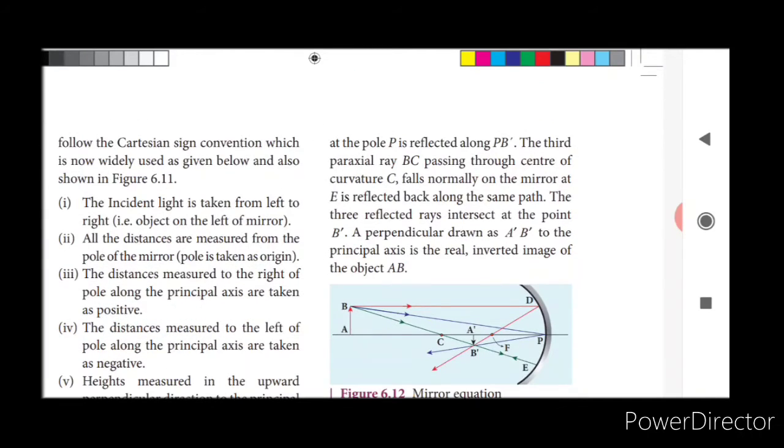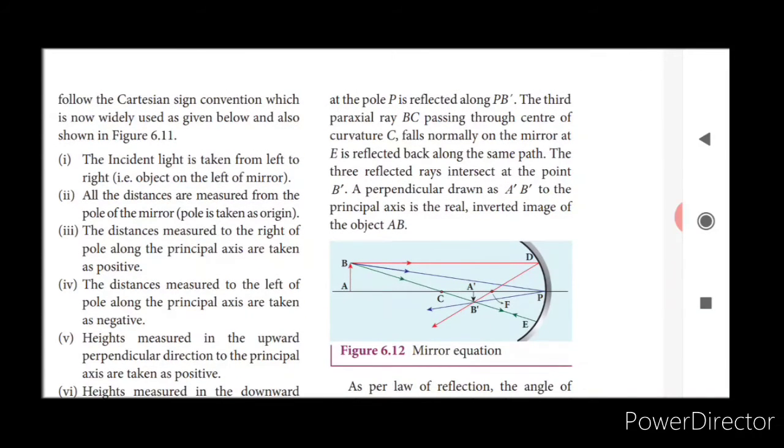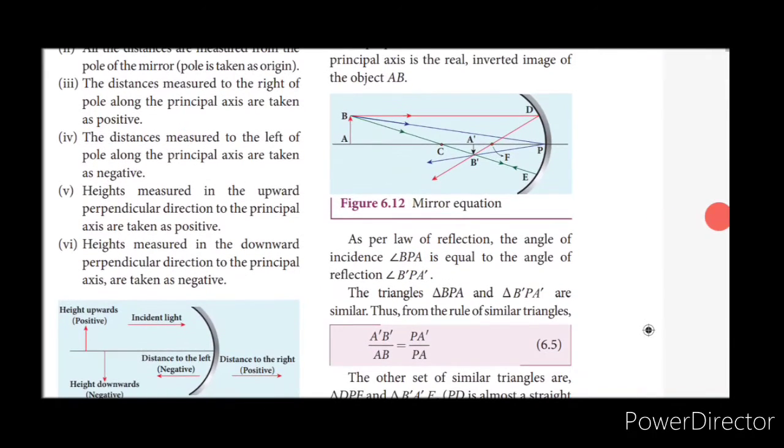Incident light is taken from left to right, the first point. The object is to the left of the mirror. All distances are measured from the pole of the mirror. Distances measured to the right of the pole along the principal axis are taken as positive. Distances measured to the left of the pole are taken as negative.